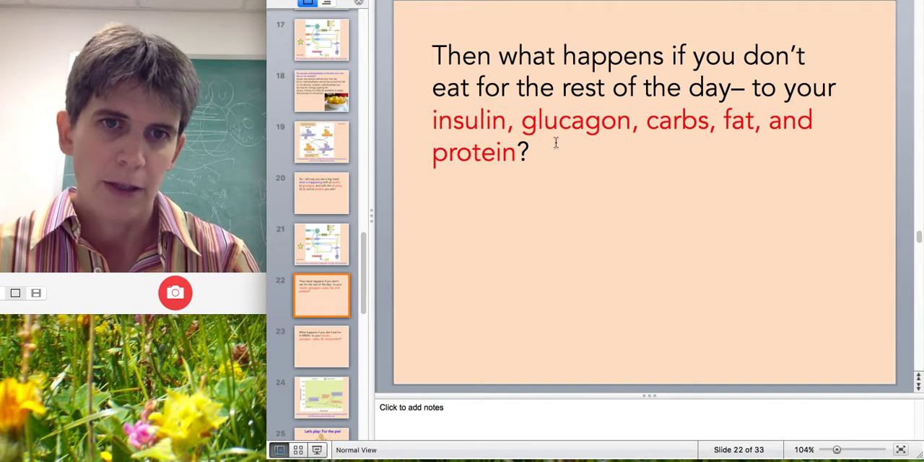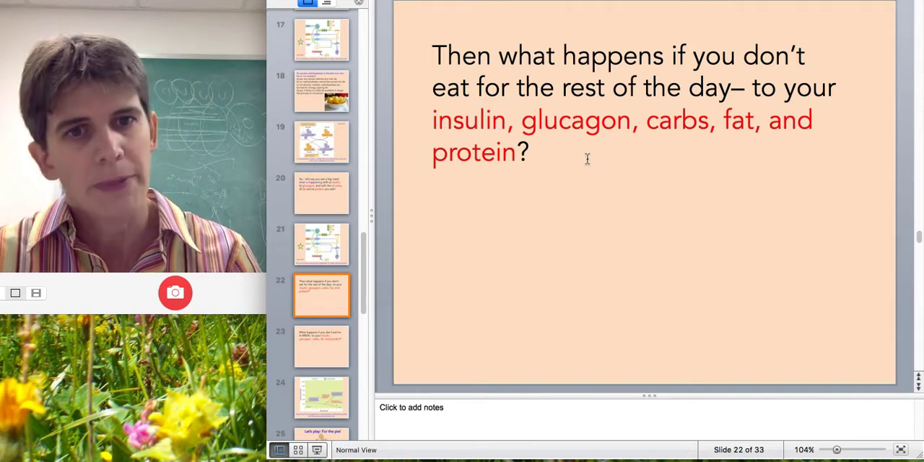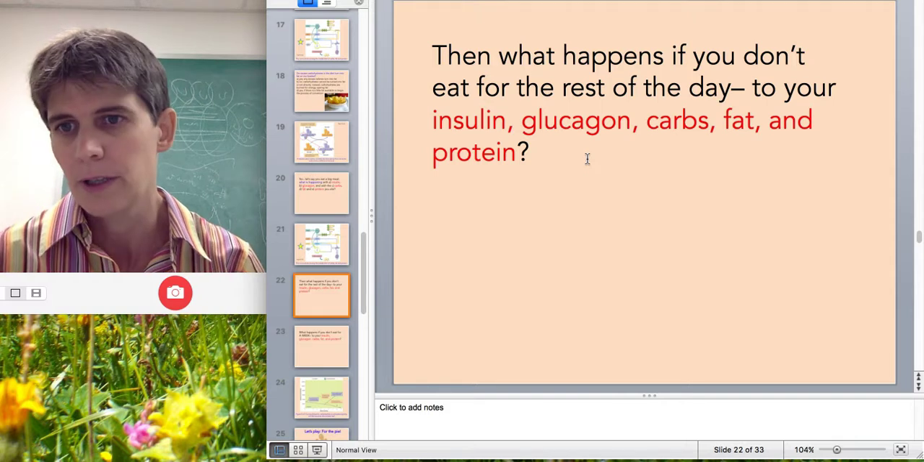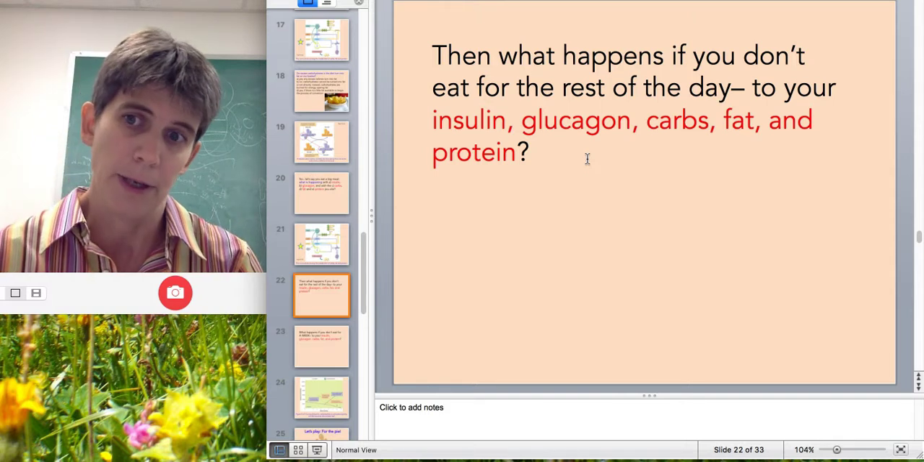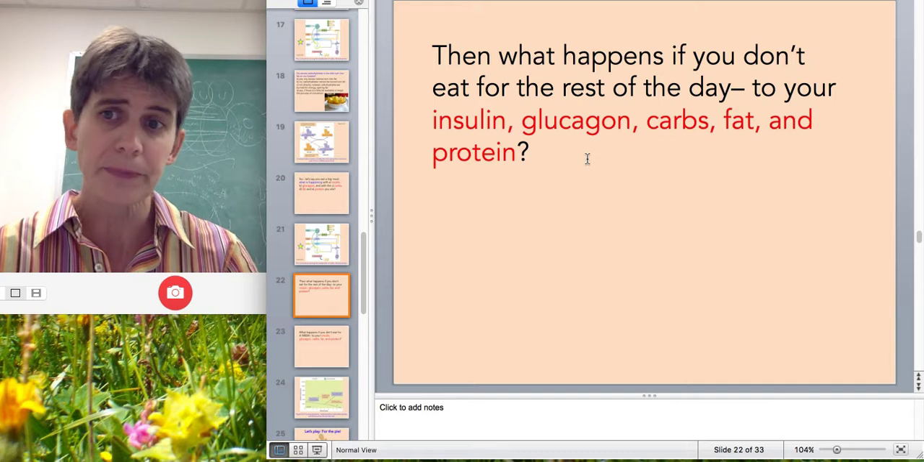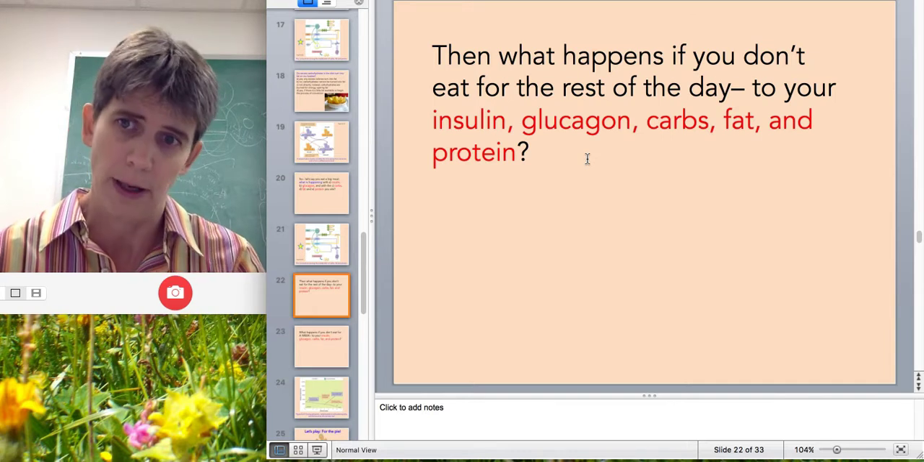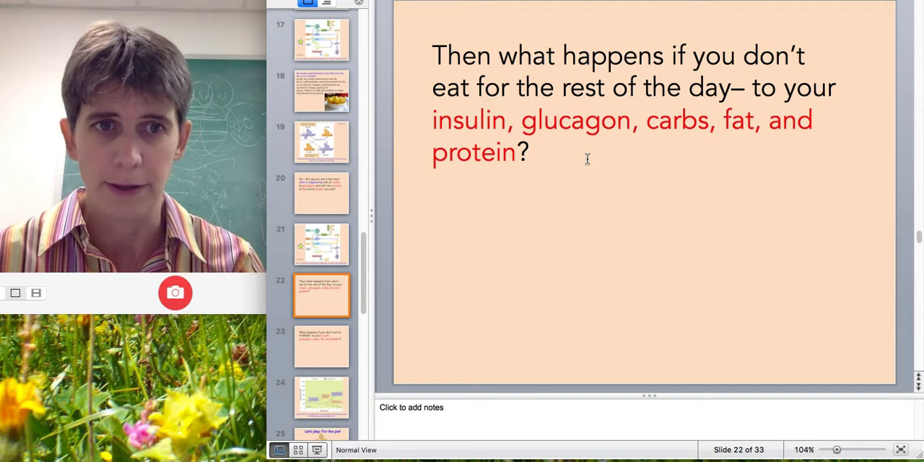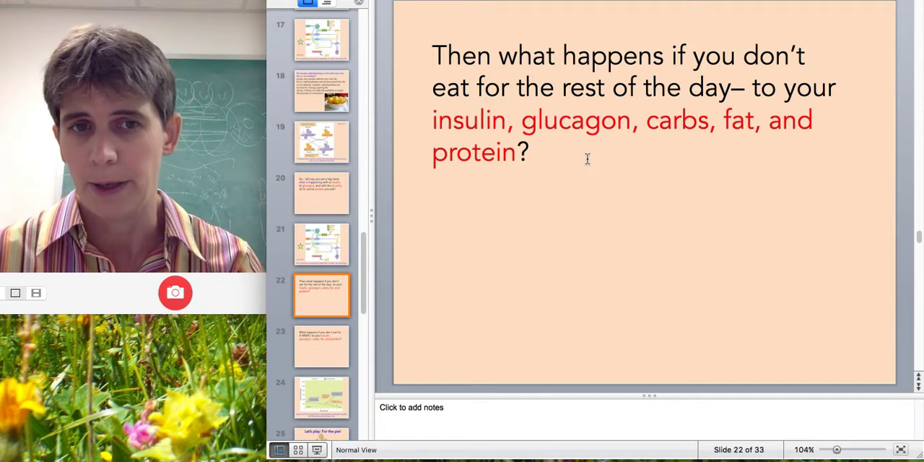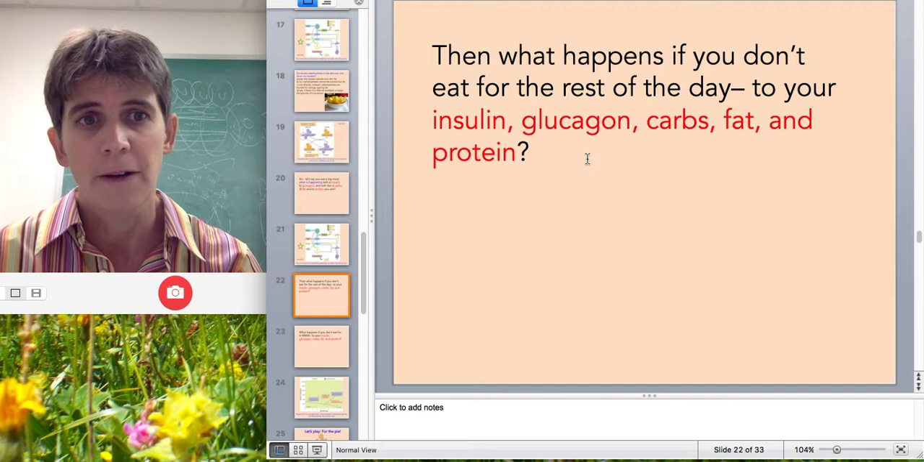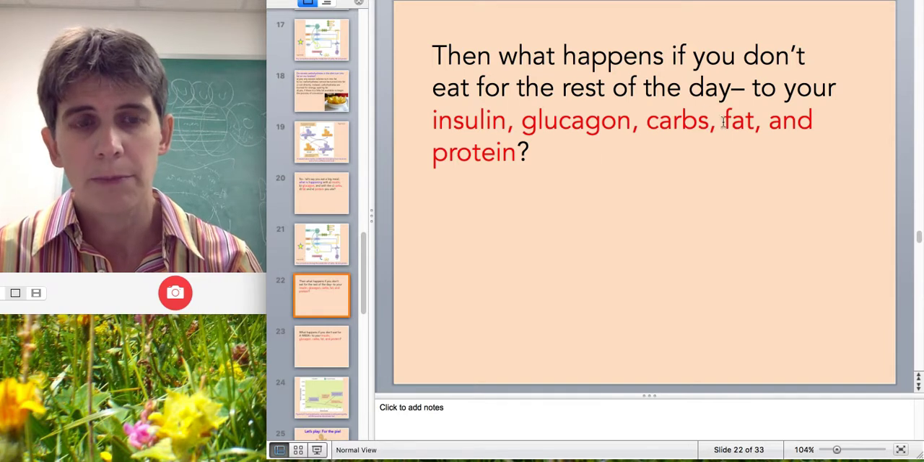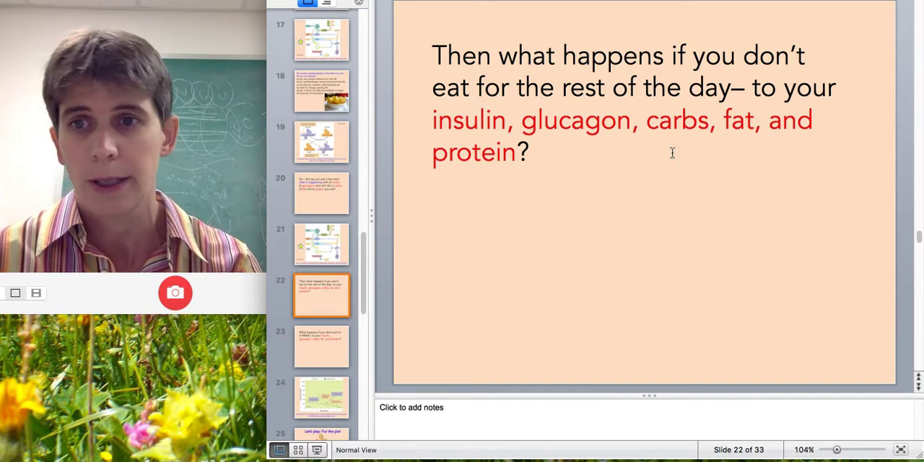We're not eating. So glucagon will come to the rescue and make sure that the blood has enough glucose in it, and also that amino acids are released into the blood, and that fatty acids are released into the blood from storage. So your stored fat will begin to be released. The carbs will be burned, and quite quickly.